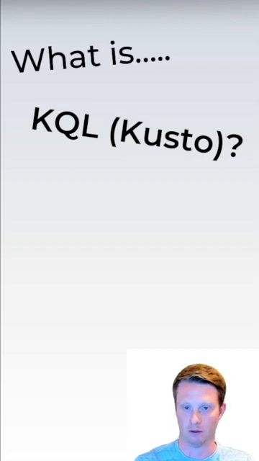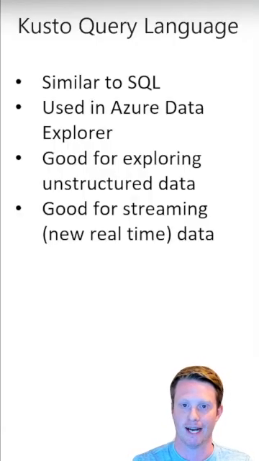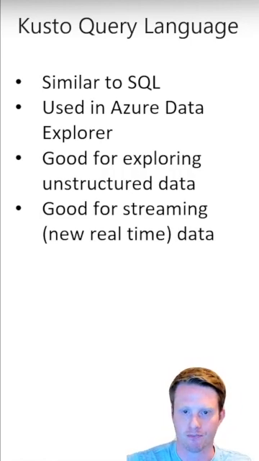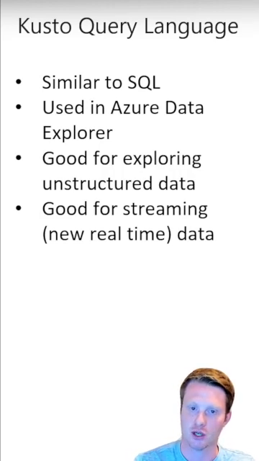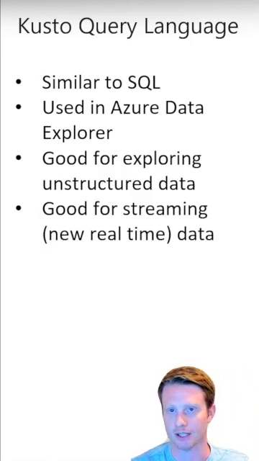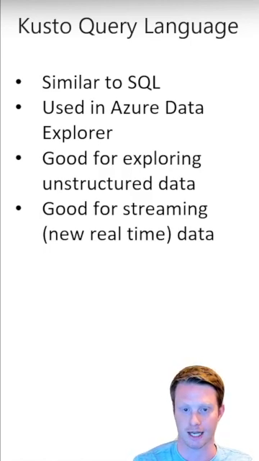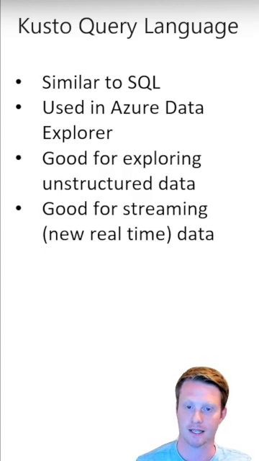So what is KQL and Kusto? KQL stands for Kusto Query Language. It's a bit similar to SQL in a way, how it's kind of written. It's used in a product when we talk about Azure called Azure Data Explorer. It's good for exploring unstructured data as well as structured data, right? So it's a good way to write queries, we call them, against structured and unstructured data. And it's really good for streaming, kind of new and real-time data. So that's one of its key uses.